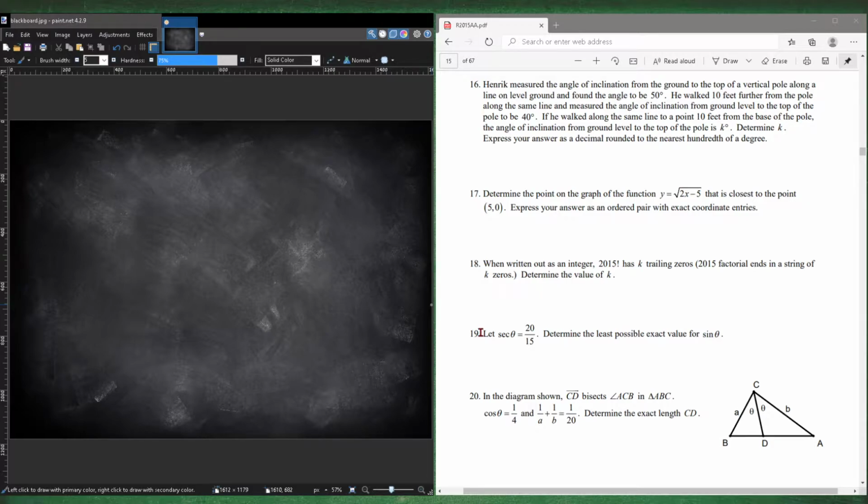So basically, we need to find out what a trailing zero is. For example, 2500 has two trailing zeros, but 2501 has no trailing zeros because the last digit is 1. So it has to end in zeros. So how many trailing zeros are in 2015 factorial?